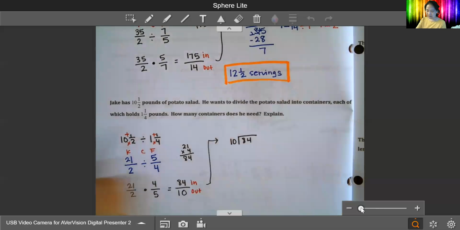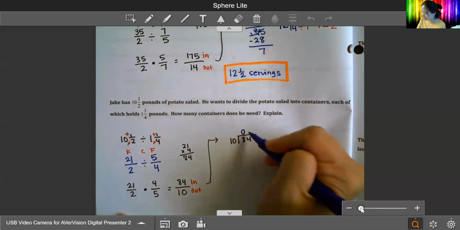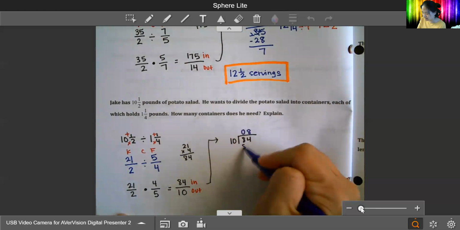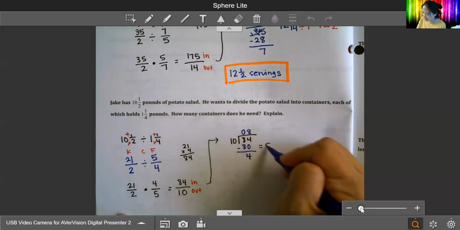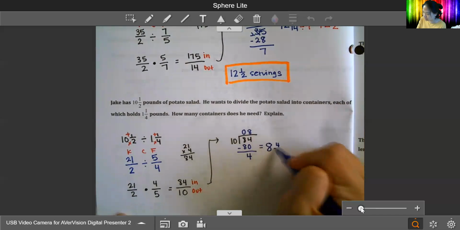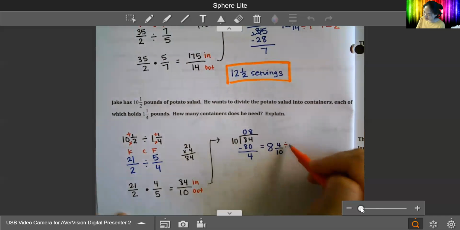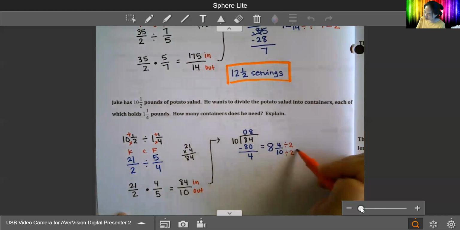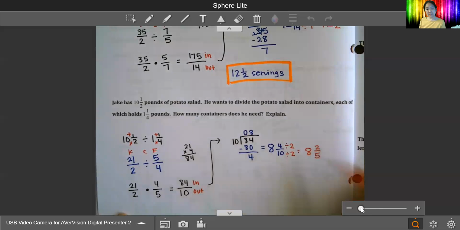10 goes into 84. So 10 goes into 8 0 times. 10 goes into 84 8 times, which is 80. 4 is my remainder, which makes my answer 8 and 4 tenths. But 4 and 10, again, you can simplify by 2. So your answer is 8 and 2 fifths.